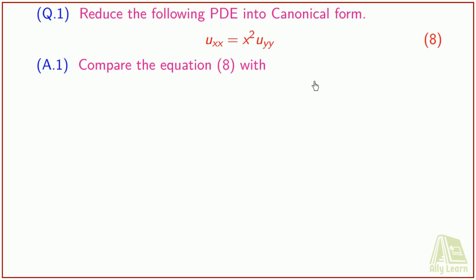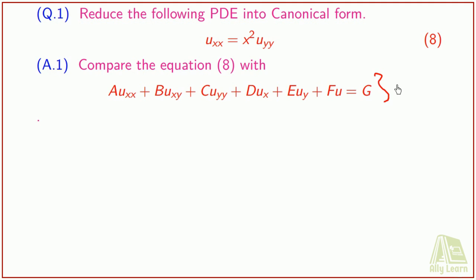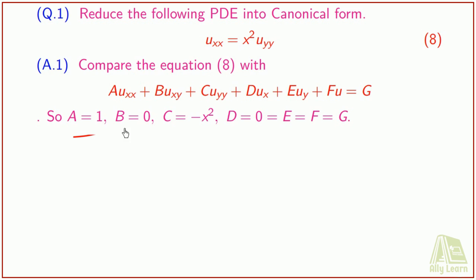Reduce the following PDE into canonical form. So now this is my PDE. Whenever we have a second order linear PDE, first of all, compare it with the general form of the second order linear PDE. So compare equation 8 with this, which was the general form. We get that over here my a equals 1, b is 0, c is minus x square, d is 0, and all other remaining are also 0. Here a is the coefficient of uxx and c is the coefficient of uyy. When you get this term uyy on the left hand side, it will be minus x square into uyy. So c becomes minus x square, as here all the terms are on the left hand side of the equal sign.